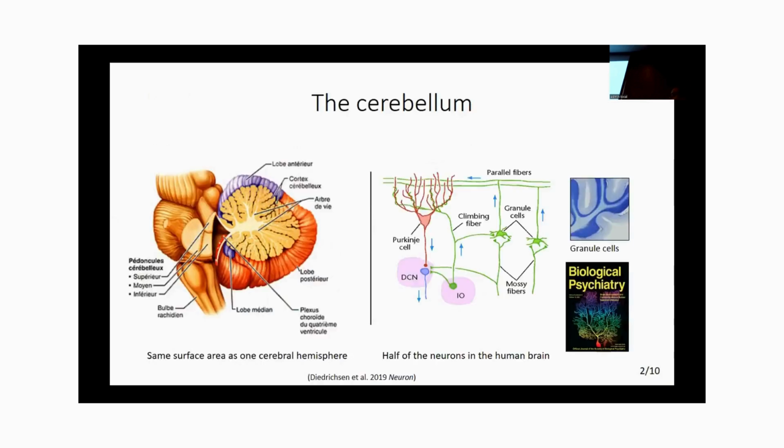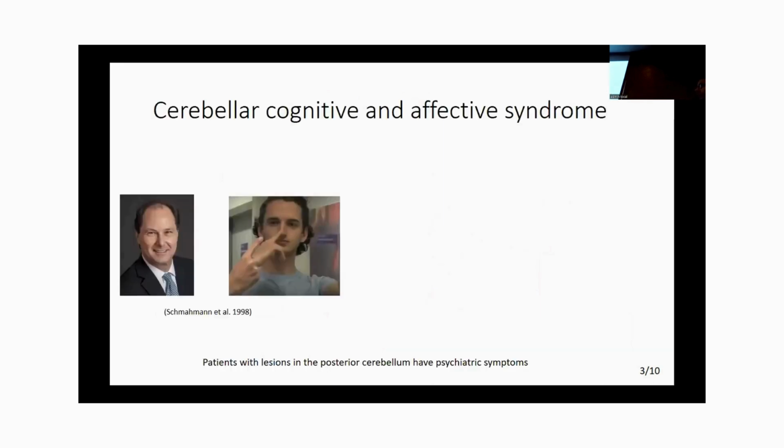I'm mostly interested in the brain structure that is the cerebellum. I'm not going to talk too much about the cerebellum today, but I'm going to take it as an example to walk you through how we went from small sample studies to large sample studies. The cerebellum is a very interesting structure that contains more than 50% of the neurons of the brain and is involved in a broad range of cognitive functions.